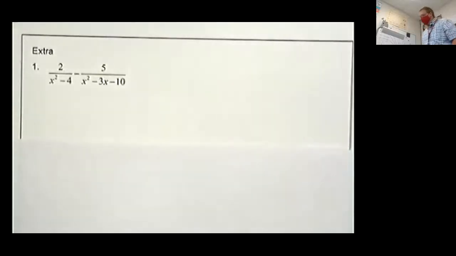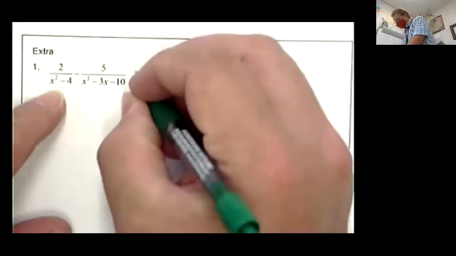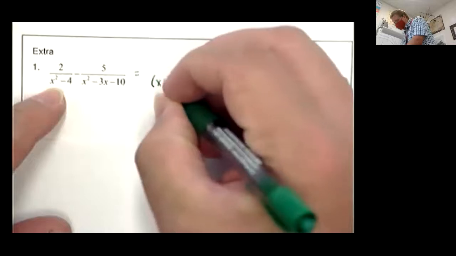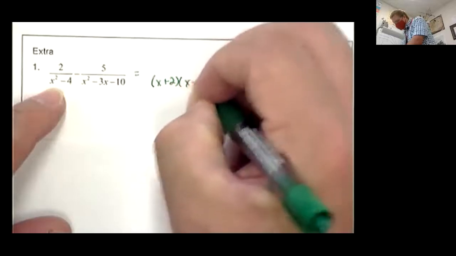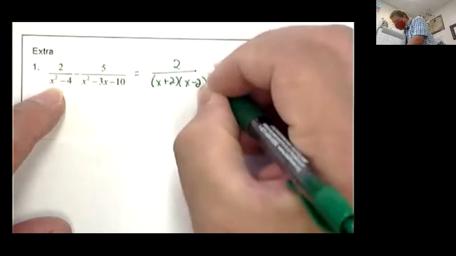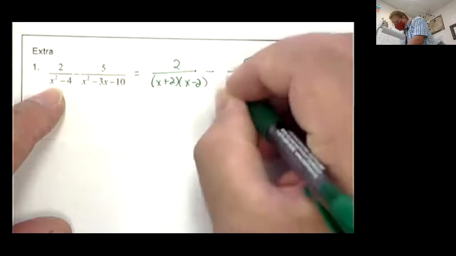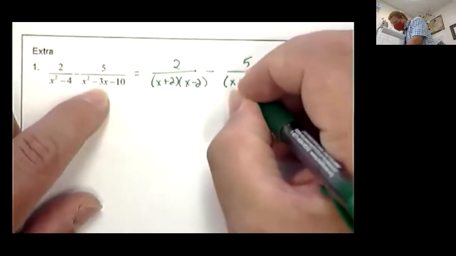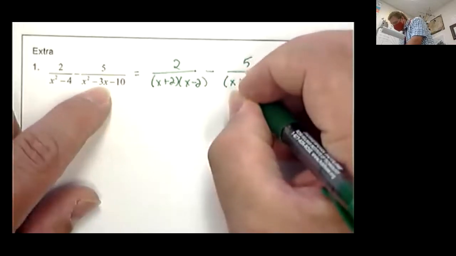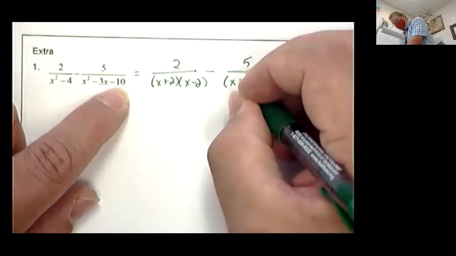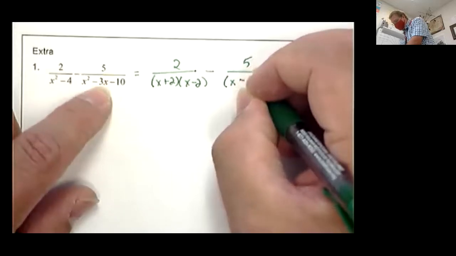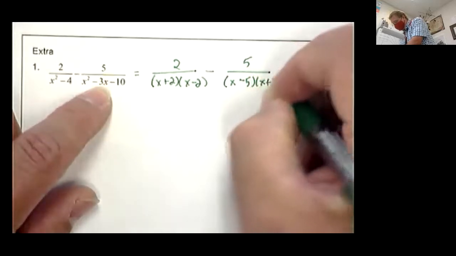Again, we want to factor first. And so this factor is difference of two squares, x plus 2 times x minus 2, all over 2, minus 5 over, this is going to factor x, multiplies to give negative 10, subtracts to give minus 3 is minus 5, x plus 2.